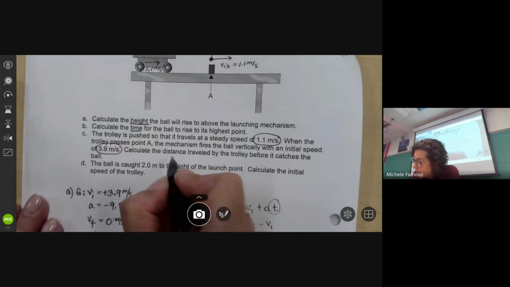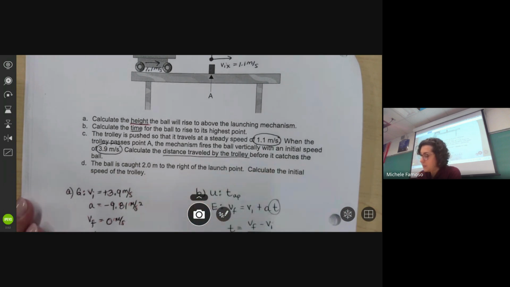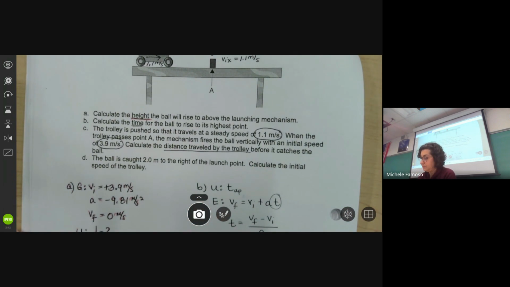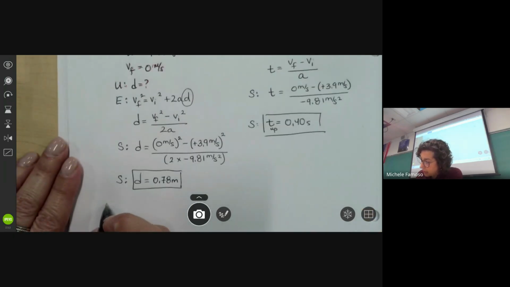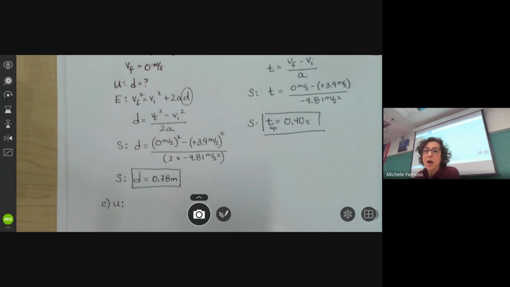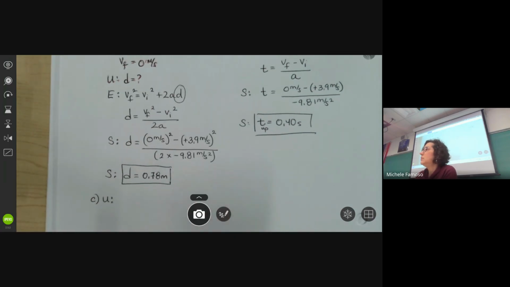In part C, I want you to calculate the distance traveled by the cart before it catches the ball. What does that mean in part C is your unknown? The distance traveled by the cart would be the what? Which way is the cart moving? Horizontally. So what distance am I asking you to find? Is range Y? X, that's right. We're looking for D in the X direction. What is D in the X direction?